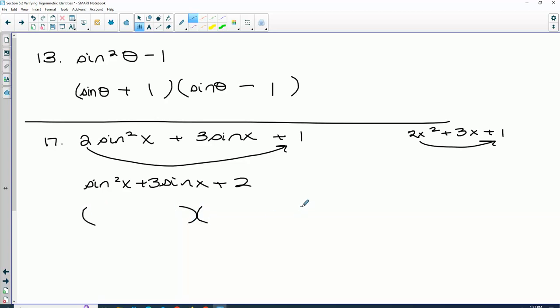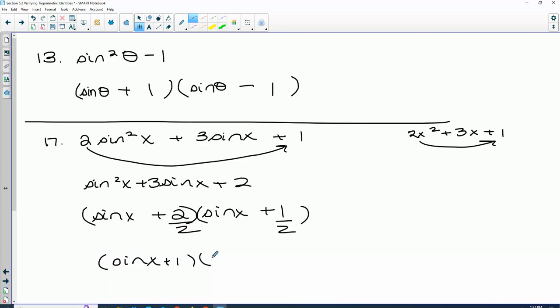So if we want to factor, sine squared just breaks into sine. Things that multiply to 2 and add to 3: 2 and 1. So then we started out multiplying by 2, we divide our 2 back. So we get sine x plus 1, 2 sine x plus 1.